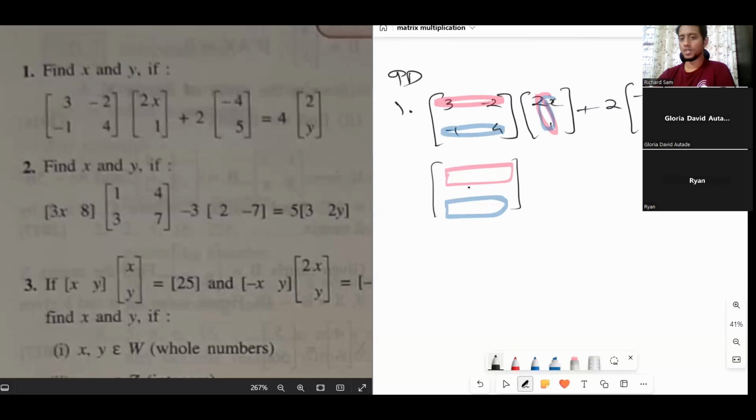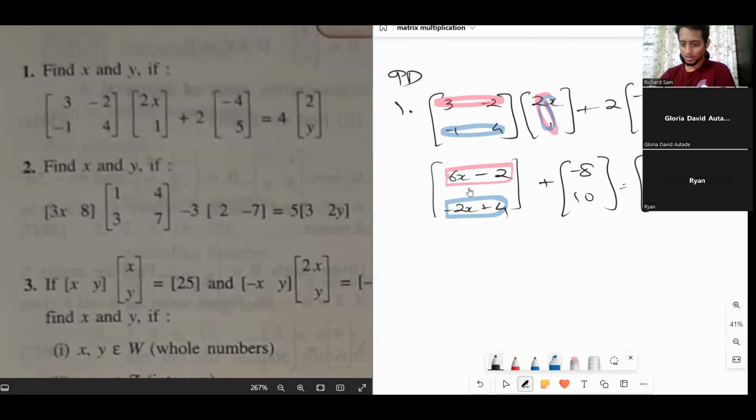So first 3 into 2x, that is 6x. And here 2 into 1, 2. And for below that, -2 into 2x, -2x, 4 into 1, +4. This is what the resultant matrix will become. Plus here, 2 into -8, -8, and 2 into 5 will be 10. Then equal to here, this will become 8 and 4y. So this is your next step.